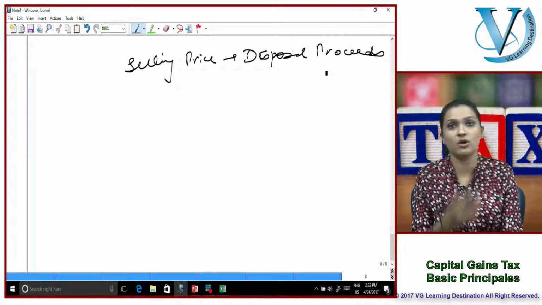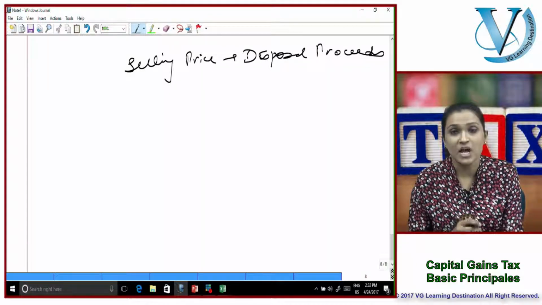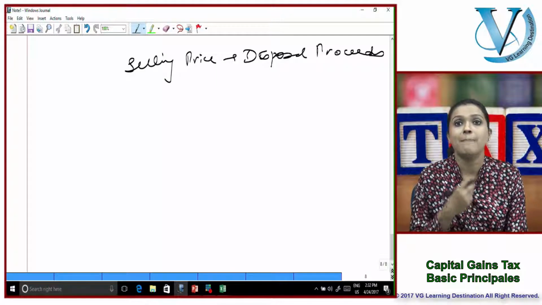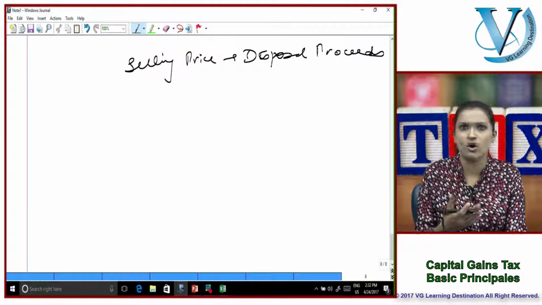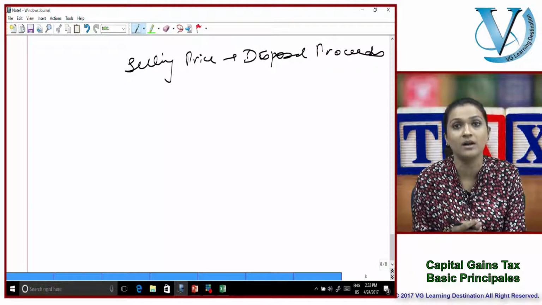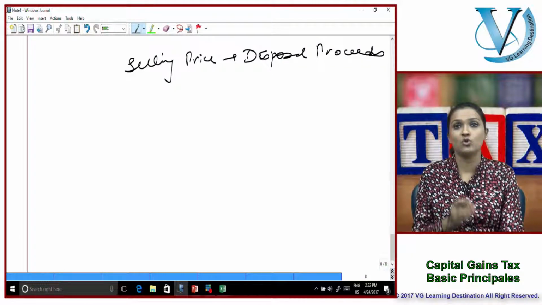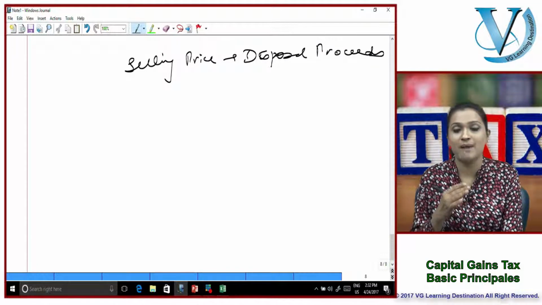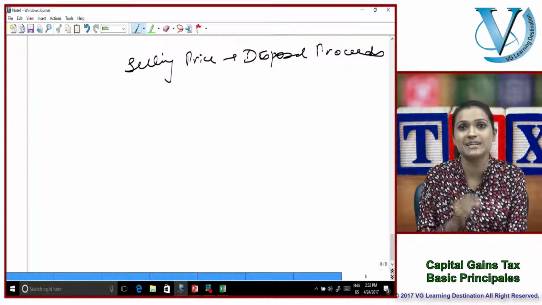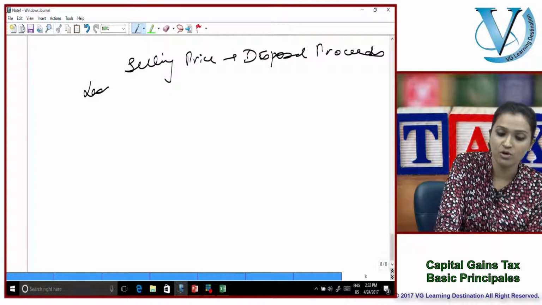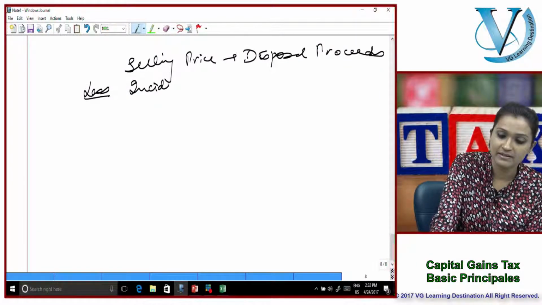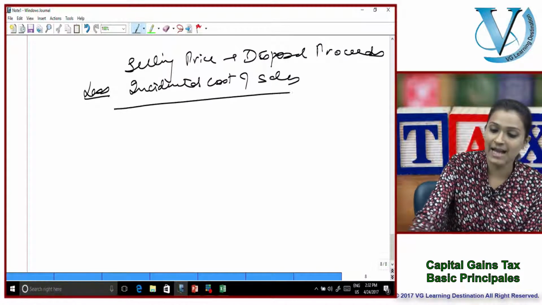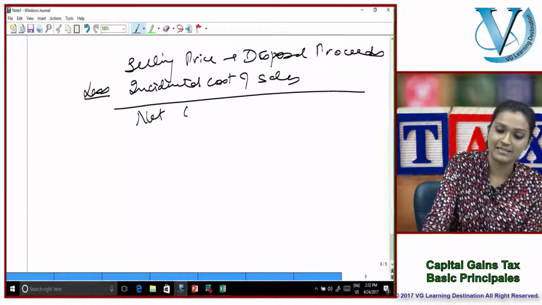You reduce from your disposal proceeds any cost which was incidental, which was mandatory for you to incur in order to materialize this sale, like a legal cost for that matter. If you had to incur it in order for this sale to materialize, you need to bring down your sale proceeds by the amount of incidental cost of sale. So you reduce the incidental cost of sales and then arrive at the net consideration.